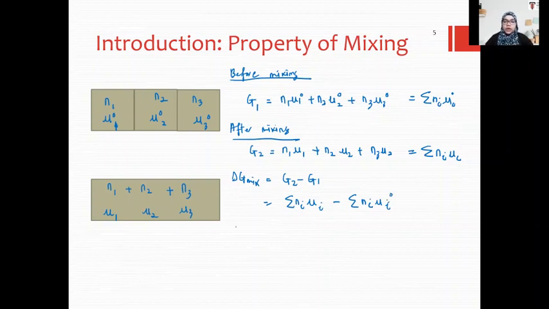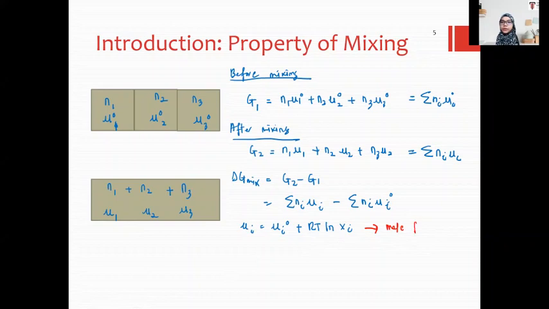We know that for the equation of the chemical potential, mu i equals mu i naught plus RT ln xi. So it gives us the expression for the chemical potential. This equation describes the mole fraction of this particular component.